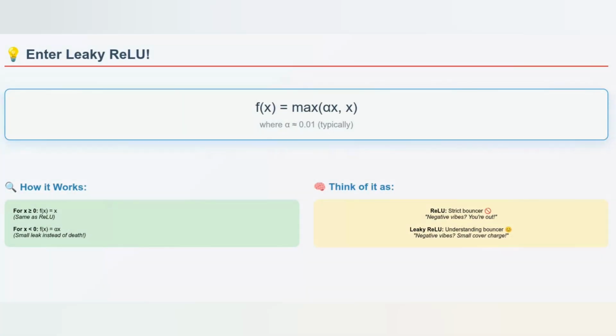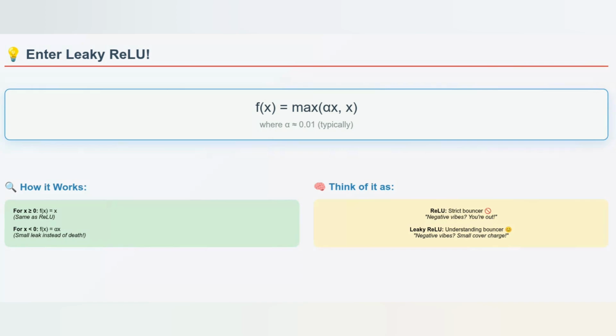Enter Leaky ReLU, the hero we need. Leaky ReLU is beautifully simple. Instead of outputting 0 for negative inputs, it outputs a small fraction of the input. f(x) = max(αx, x), where alpha is typically 0.01. The key difference is the small parameter alpha. For positive inputs, it behaves exactly like ReLU. But for negative inputs, instead of dying completely, it leaks a small gradient.